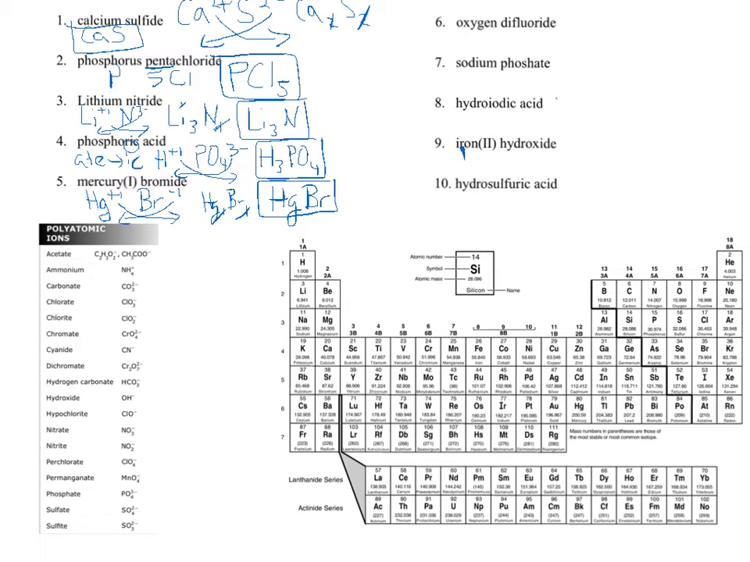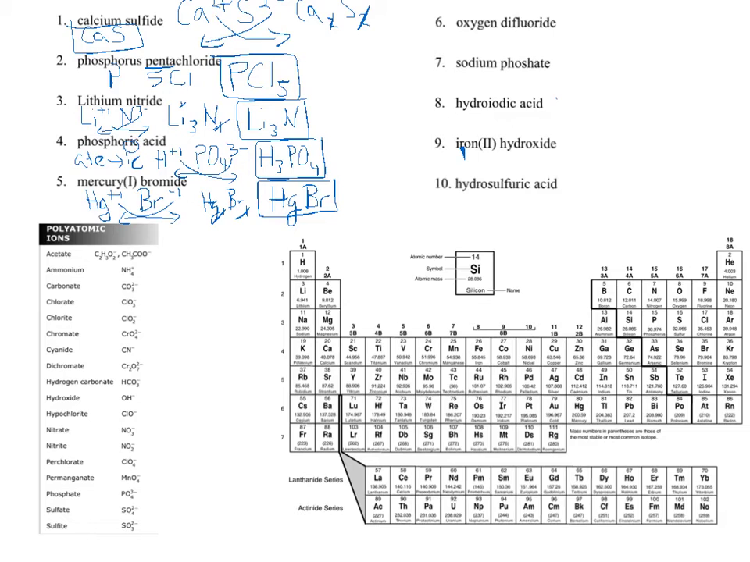Okay, next one, oxygen difluoride. Oxygen is over here, fluoride is fluorine. They're right next to each other. These are both nonmetals. We also know that these are nonmetals because if we look, we've got this prefix di here. That's a giveaway that this is a covalently bonded compound of 2 nonmetals together.